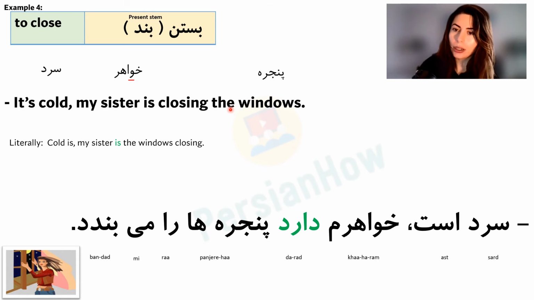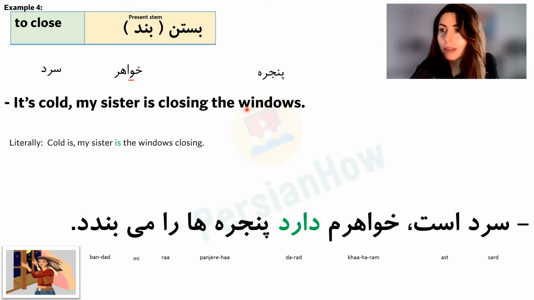So here we have, why do we have ra here? The reason is that we are saying my sister is closing the windows. So we are talking about specific windows. We're not just talking about any windows, like the windows. That's why it will trigger ra in Farsi.